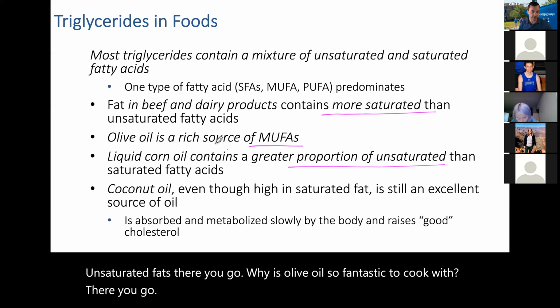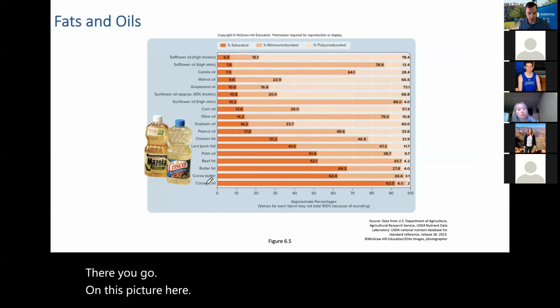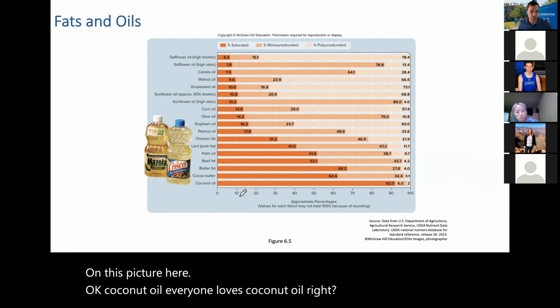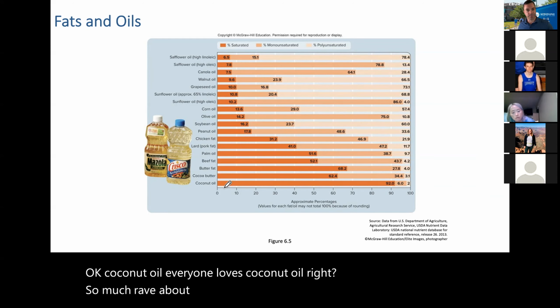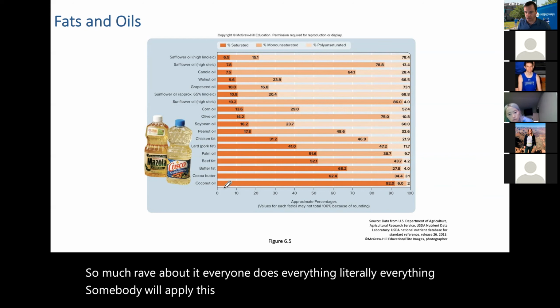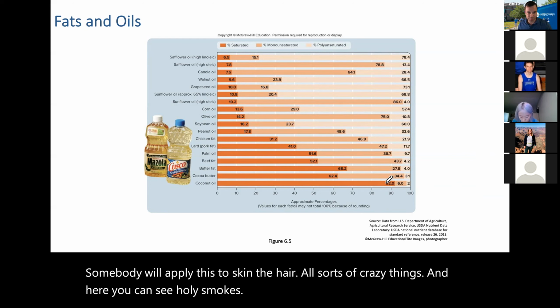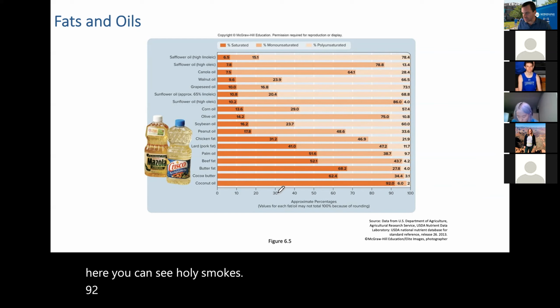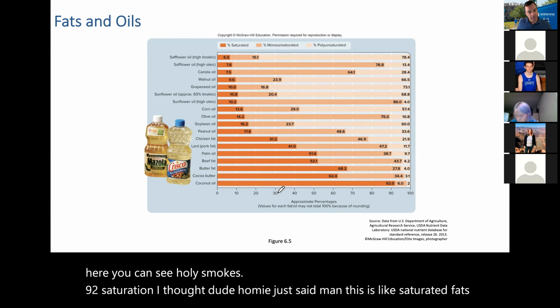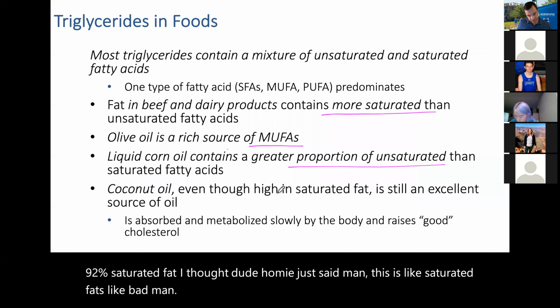On this picture here, okay, coconut oil. Everyone loves coconut oil, right? So much rave about it. Everyone does literally everything with it. Somebody will apply this to skin, to hair, all sorts of crazy things. Okay. And here you can see, holy smokes, 92% saturated fat. Oh, I thought the dude just said that saturated fats are bad. They are. Okay.